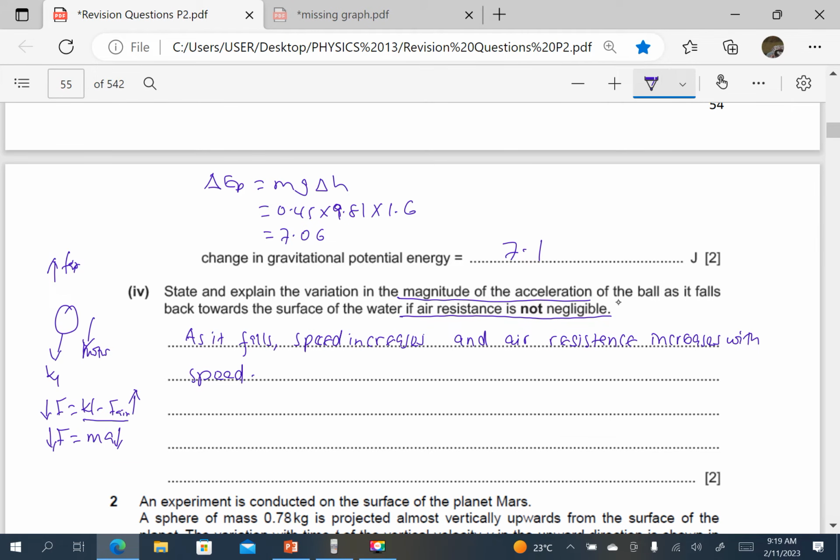Since the weight is constant, because the weight is constant, the resultant force decreases. The resultant force decreases, hence acceleration decreases.